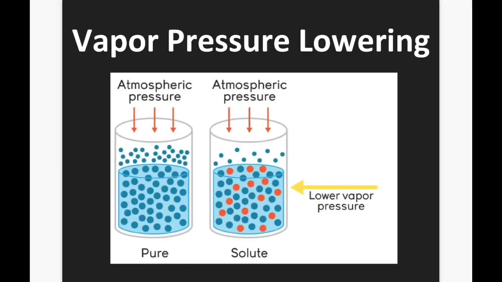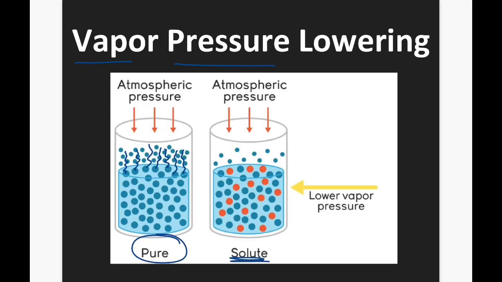So what you see here on the left is your pure substance. So you've just got water in the beaker, and as you can see, there's nothing blocking these water particles from being able to escape into a gas. So as they gain energy and they escape your container from water and turn into a gas, they then create vapor pressure.